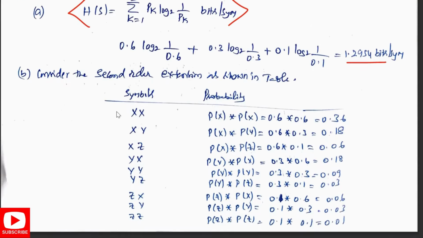So finally, consider the second order extension. You need to make the symbols xx, xy, xz. Next comes yx, yy, yz, as 3 sets. And the probability, how do you find the probability? Px into Px. What is the Px value? 0.6 into 0.6, that is 0.36. Again, you get the values in the set of 3.